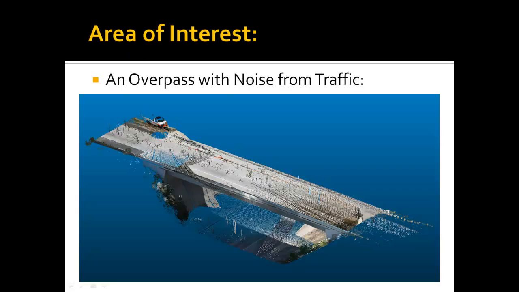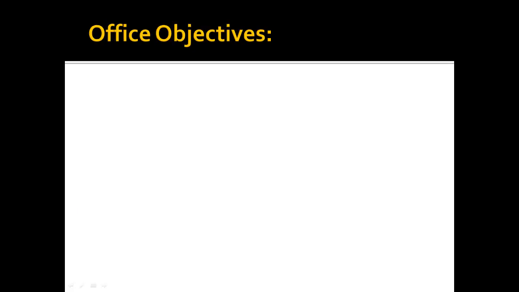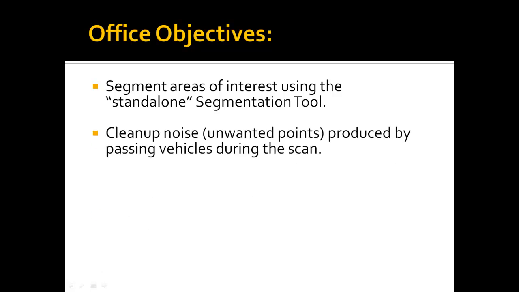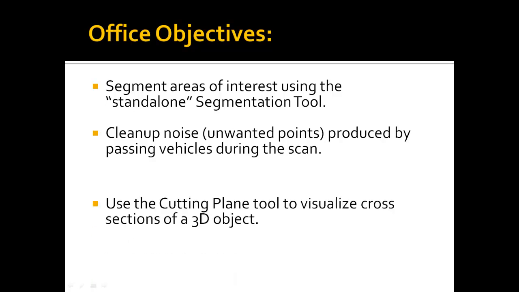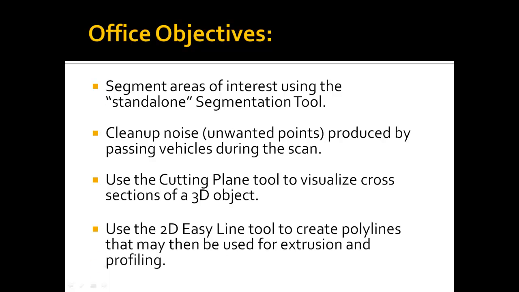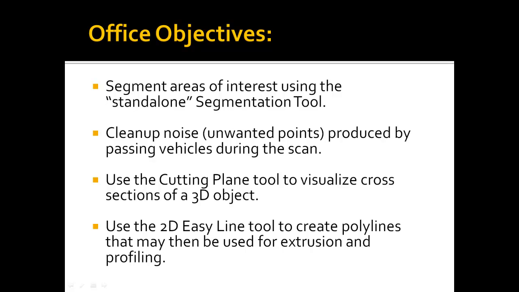The area of interest in this project is an overpass with obvious noise from traffic passing the scanner throughout the 3D scanning process. Our office objectives are to segment areas of interest using the standalone segmentation tool, to clean up noise or unwanted points produced by vehicles passing the scanner during the scan using the topography-based sampling tool, to use the cutting plane tool to help visualize cross-sections of a 3D object, and to use the 2D EasyLine tool to create polylines that may be used later for extrusion or profiling.